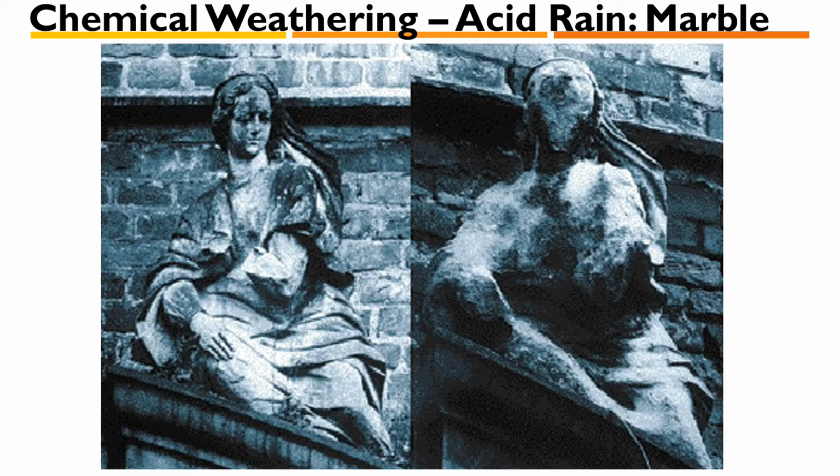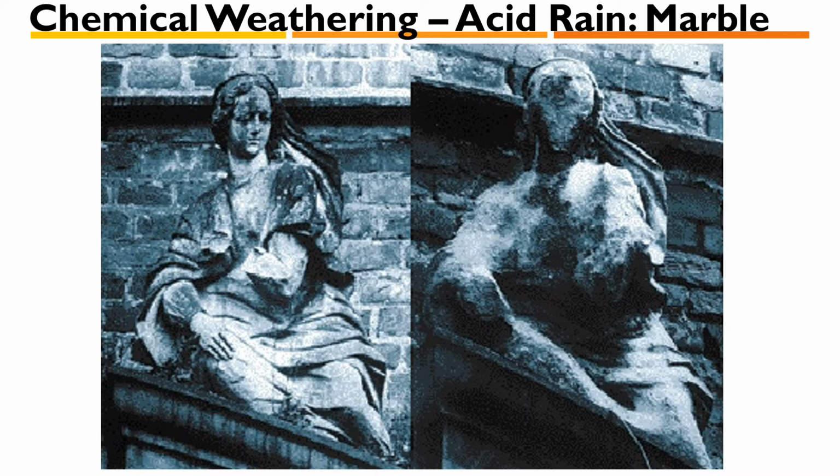Now, if you remember from last unit, there are three rocks that react with acid: limestone, dolostone, and marble. We have a lot of these rocks out in nature, and when acid rain hits these rocks, you get a chemical reaction and chemical weathering can result.